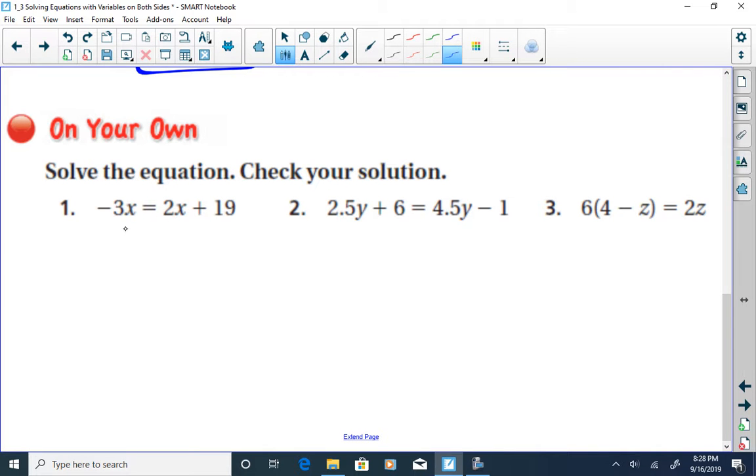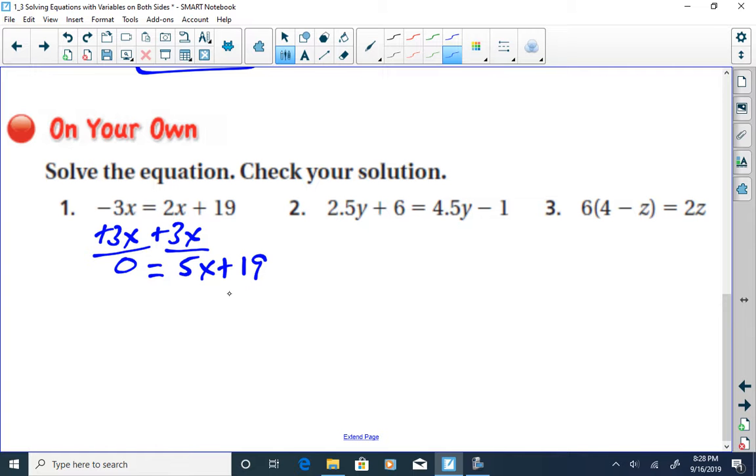Example number 1, I have variables on both sides of the equation. On the left side I see a negative 3x, on the right side I see a 2x. So I want to remove the variable with the smaller coefficient. A negative will always be smaller than a positive, so I want to remove the negative 3x. I add its opposite, plus 3x, and that's going to make that 0. But if we add 3x on one side of the equation, we have to add 3x to the other side of the equation. I'm left with 0 is equal to 5x plus 19.